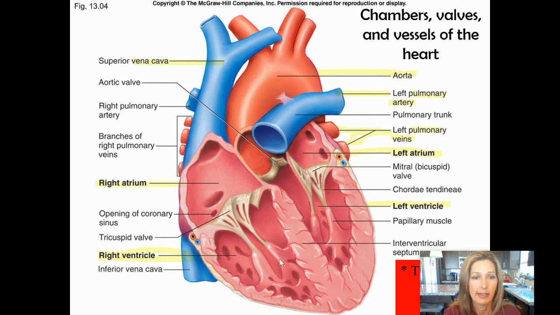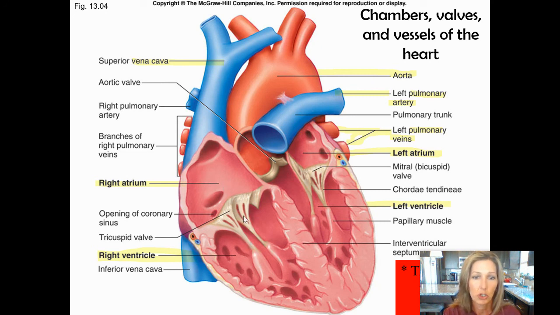So going with this cycle, blood comes from the body. Oxygen-poor blood returns to the heart through the largest vein in your body, called the vena cava. There are two branches, the superior on the top and the inferior on the bottom. That oxygen-poor blood, under very low pressure, since veins have very low pressure, gets collected here in the right atrium. These are very thin-walled chambers at the top of the heart, and the atria's job is to collect blood from veins.